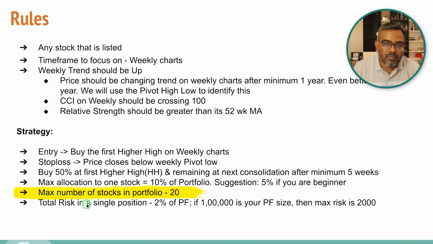The maximum number of stocks in the portfolio should not be more than 20, and the total risk in a single position will be 2% of your portfolio, the maximum total risk. This is the maximum risk that you will take: 2%. So if your portfolio size is 1 lakh, you will risk 2,000. If your portfolio size is 10 lakhs, you will risk a maximum of 20,000 on a stock.